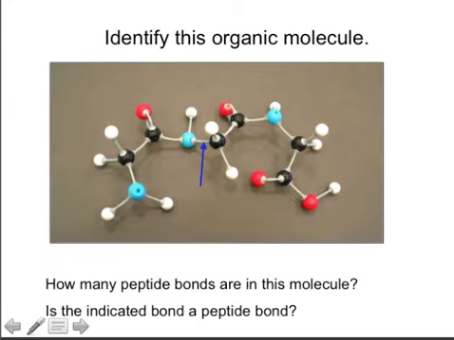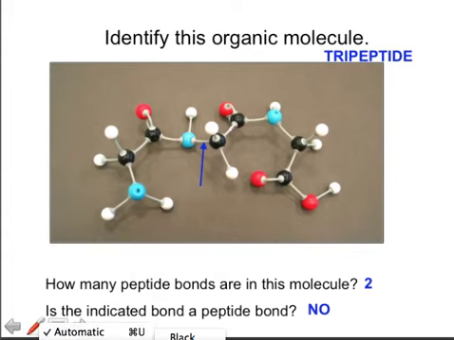We want to now identify this organic molecule. This is a tripeptide. How many peptide bonds are in this molecule? The answer is 2. And is the indicated bond a peptide bond? And the answer there is no. Now, first thing we want to do is describe exactly what we mean by a peptide bond. So let's circle the peptide bonds in this molecule. There's one, and there's another one. So in a tripeptide, you've got 2 peptide bonds.